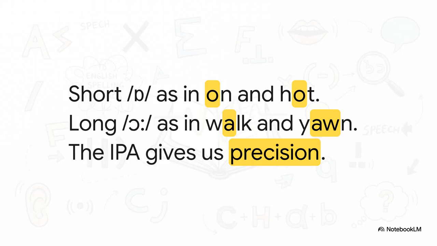Let's try another short and long pair. This symbol, ɒ, is that short O sound in on or hot. But ɔː, with those two dots again, is the longer sound in walk or yawn. Listen again, short versus long. See? That's the kind of precision we're talking about.